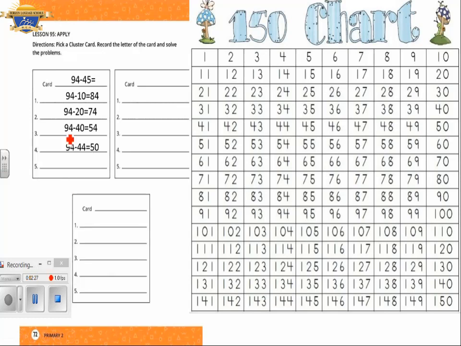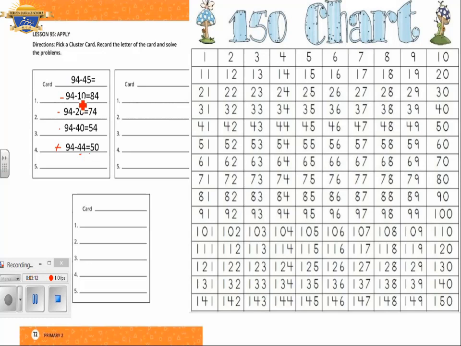if you notice that the first 3 problems here are subtracting groups of tens. And remember, when we subtract tens, the digit in the ones place remains the same, and the digit in the tens place decreases. But look at problem number 4 here. We subtract tens and ones, so we will subtract the tens place and the ones place, and both of them will decrease. Let's solve the first problem, 94 minus 10.